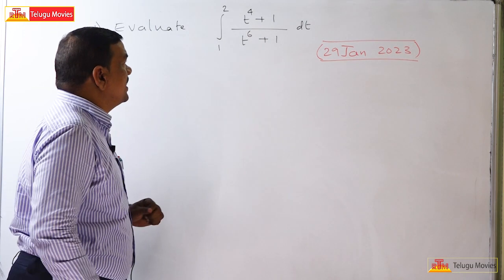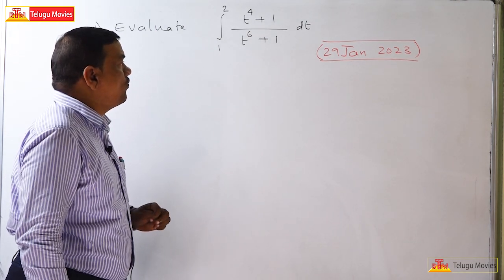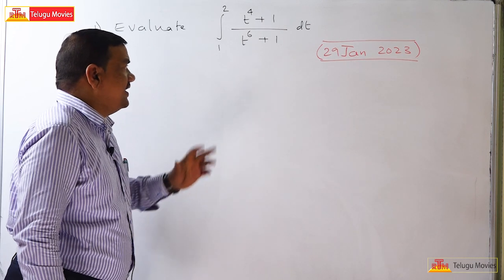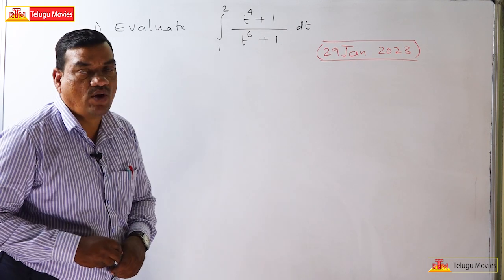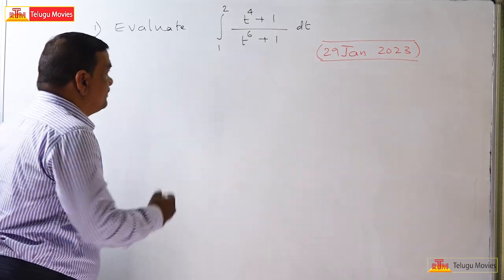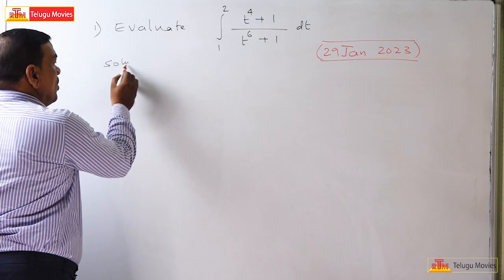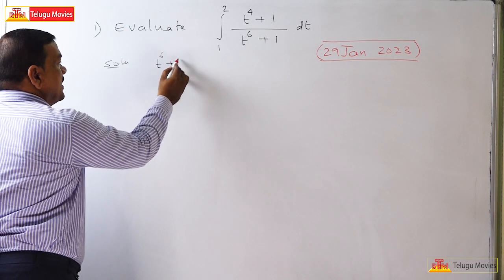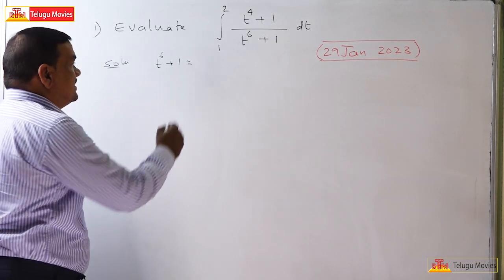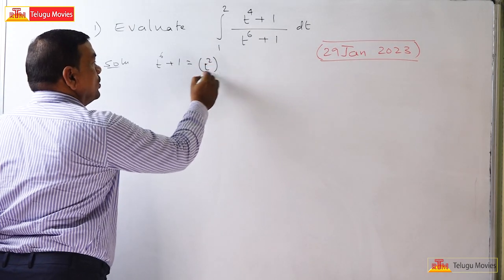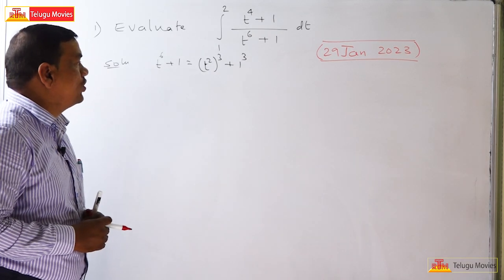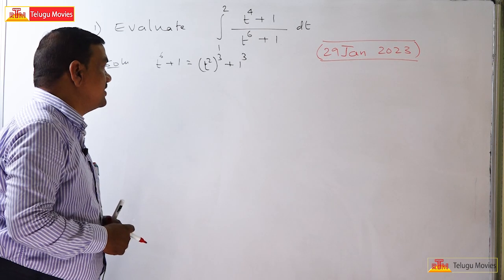It is the integral from 1 to 2 of (t to the power of 4 plus 1) upon (t power 6 plus 1) dt. Then how to solve this type of problem? So let us see the solution. First, see the denominator, t power 6 plus 1. Can I write it as (t square) whole cube plus 1 cube? Right, we can write it as.